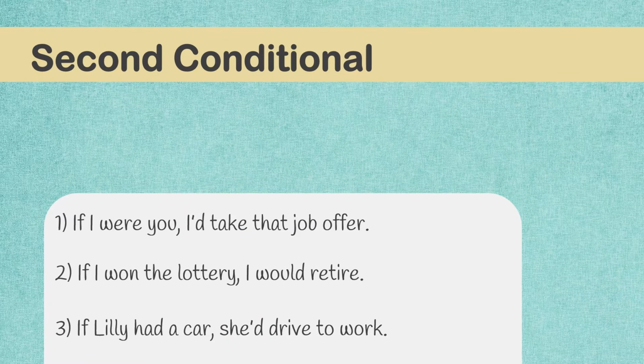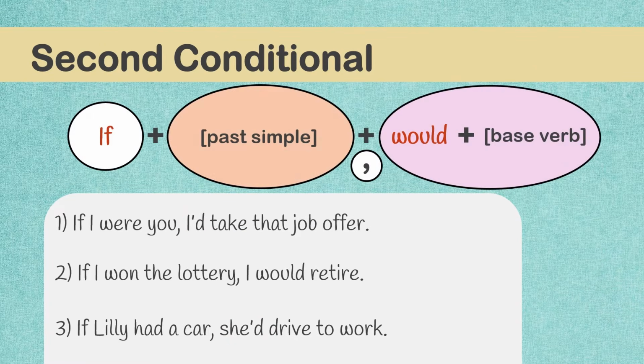We know they are second conditional because they follow this structure. If, followed by a clause in past simple, then a comma, then would, and then a base verb. These sentences all refer to unreal or hypothetical situations.